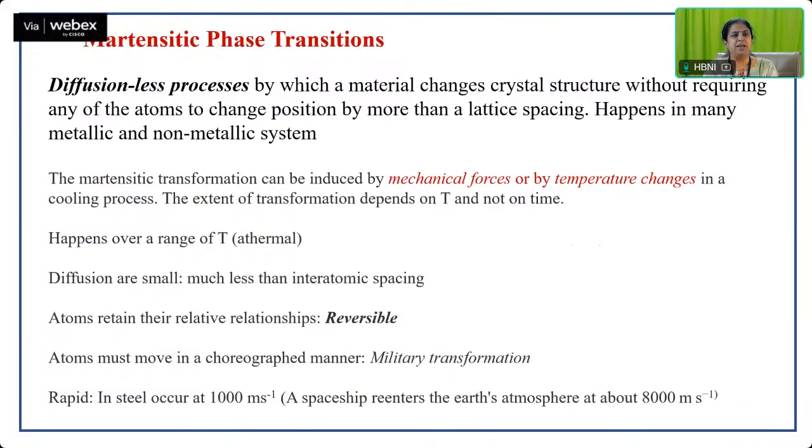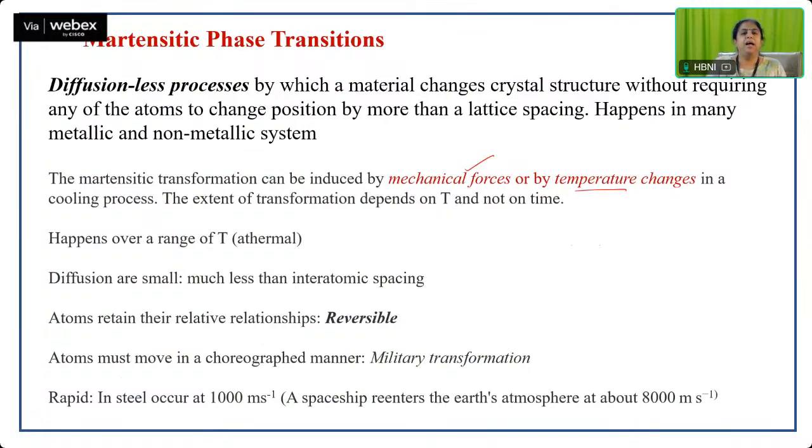And martensitic phase transitions, now what is the example? What is the proof that they are diffusionless processes? Because some of the martensitic phase transitions have been known to occur at low temperature where diffusion is absolutely not possible. Diffusion of the atoms or ions requires some energy, some temperature. The martensitic phase transition can be brought about by temperature, as well as mechanical forces in the cooling process.